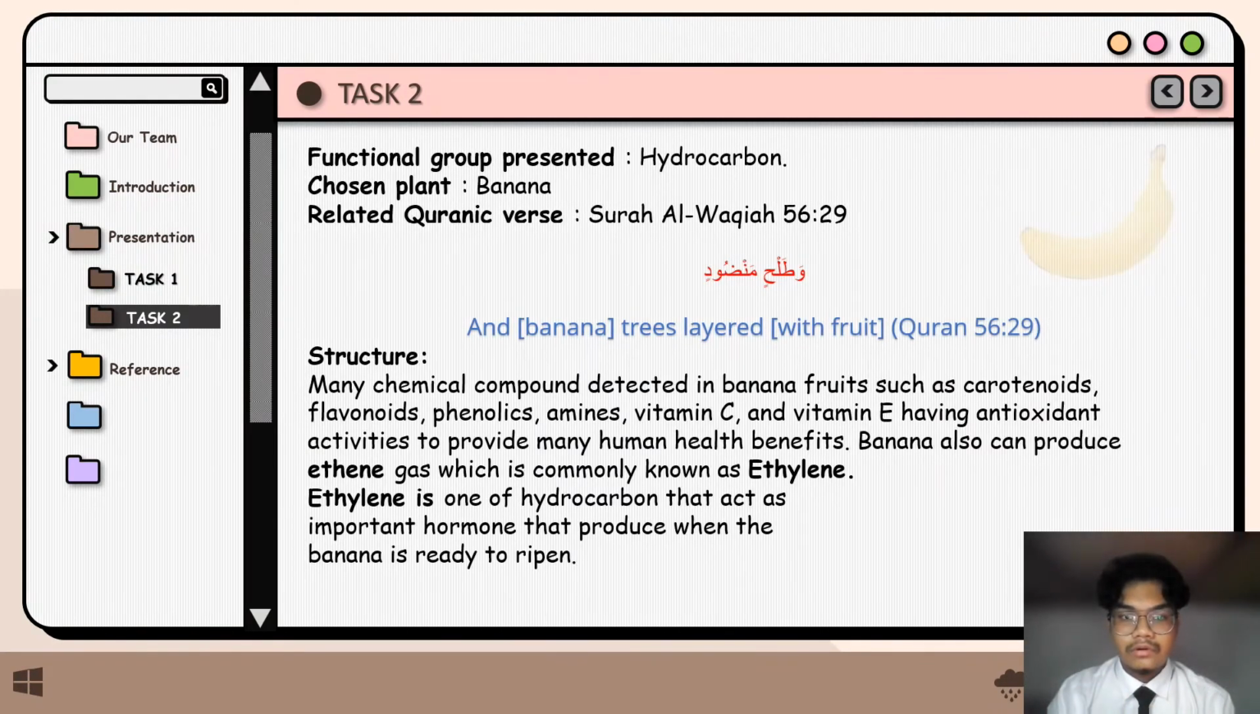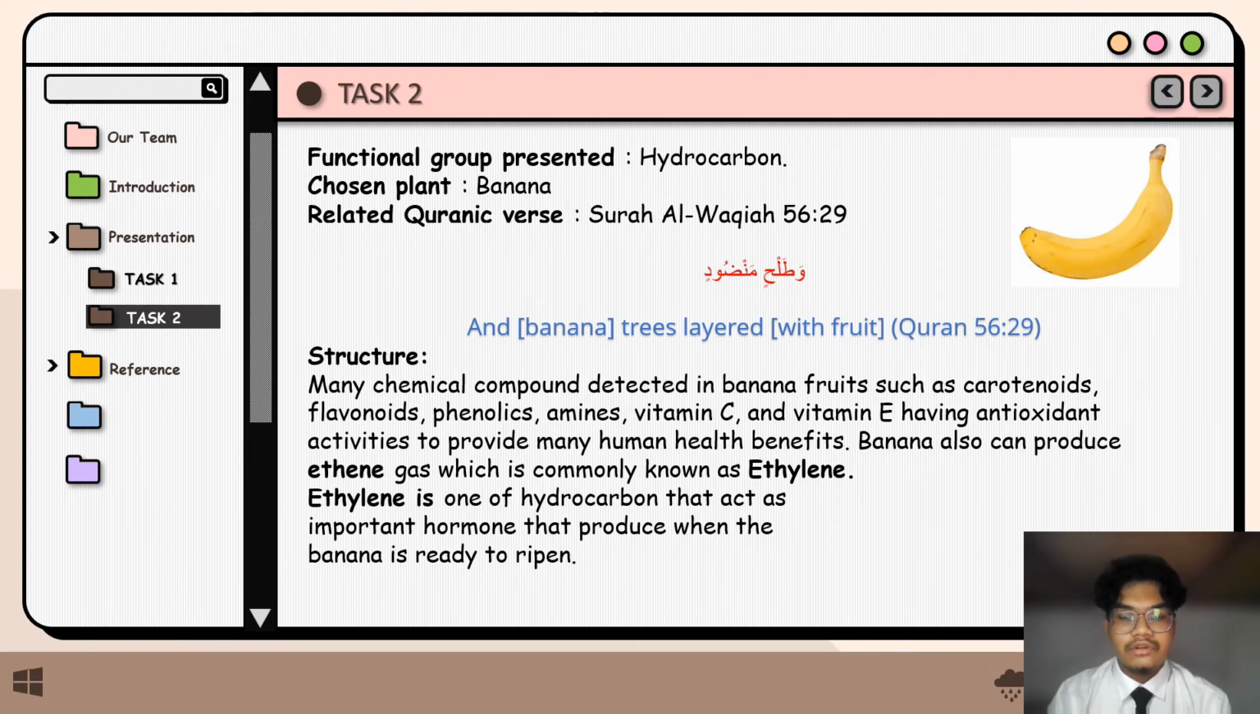So for task 2, our group has to choose a plant based on the functional group presented, and the plant is related to a Quranic verse. So our group has chosen bananas as our chosen plant based on the functional group hydrocarbon, and the related Quranic verse is Surah Al-Waqi'ah, Surah 56, verse 29, which means and banana trees layered with fruits.